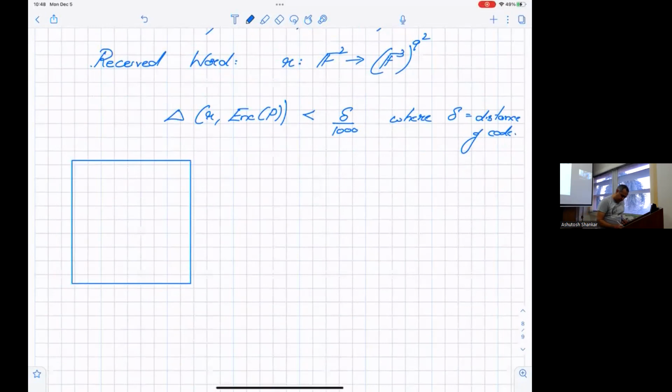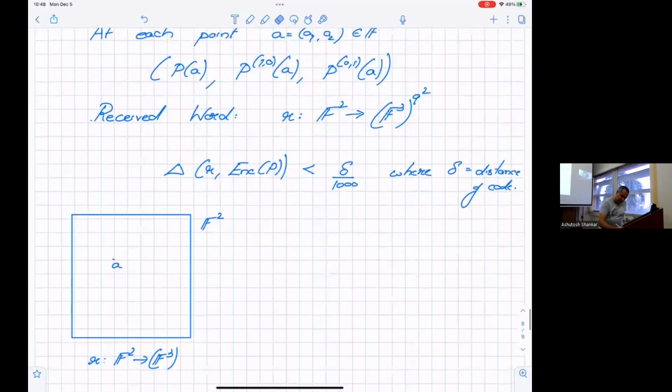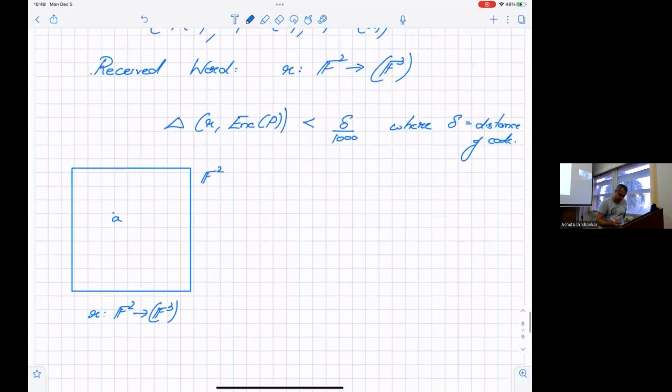That's my F_q^2. That's the point A. And the received word is given as a function from F_q^2 to F_q^3. That's the received word, and I want to find out which is the correct polynomial. What did we do last time? We shot off a line through this and decoded. So let's try to do the same thing.